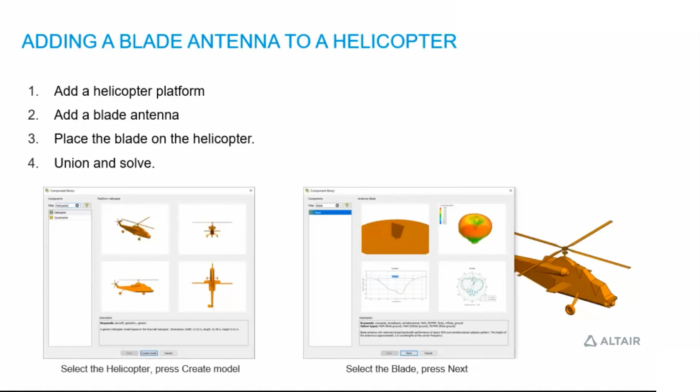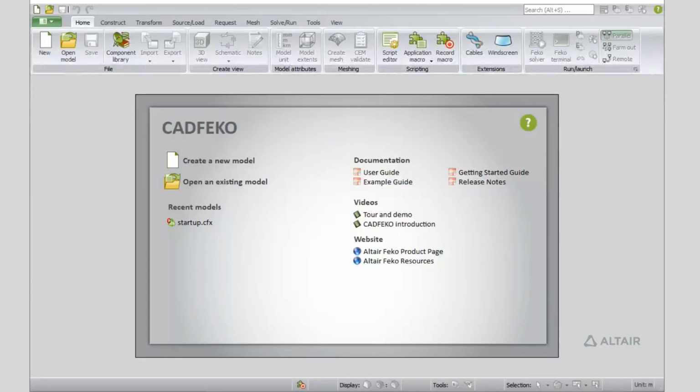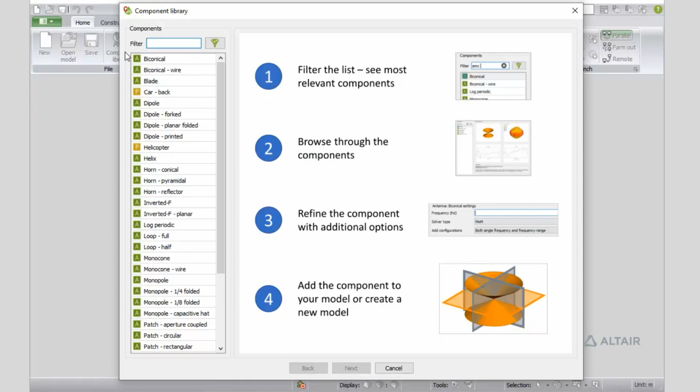In this demonstration, we will show how easy it is to select an antenna and place it on a platform. Specifically, we will create a blade antenna and place it on a helicopter platform. Start Altair Feko and on the Home tab, click on Component Library. We will first add a platform, which will be a helicopter.